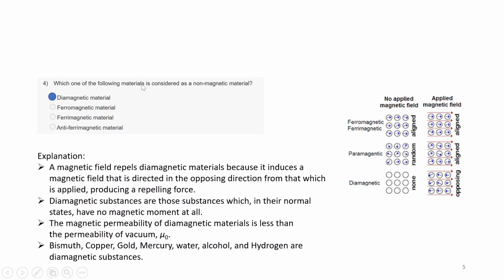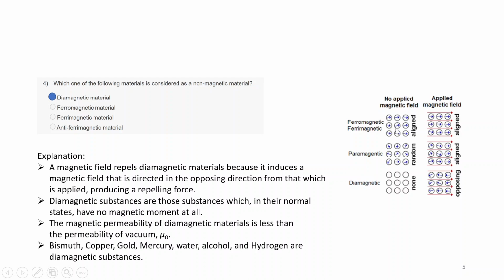Okay, so which one of the following material is considered as non-magnetic? So ferromagnetic, ferrimagnetic and antiferromagnetic, all these have magnetic moments even in the absence of an applied field. So diamagnetic material is the only one which is considered as a non-magnetic material, and their behaviors we can see here as well.